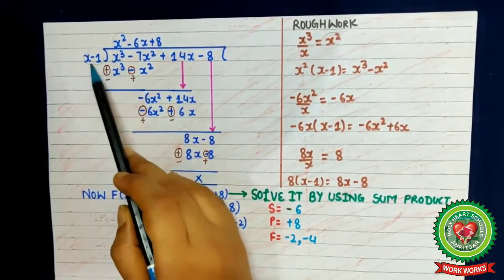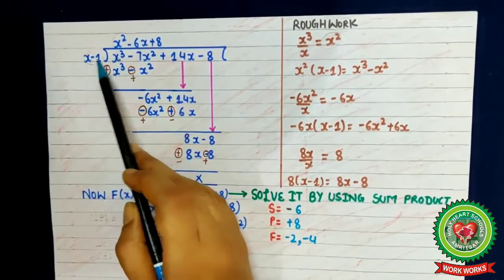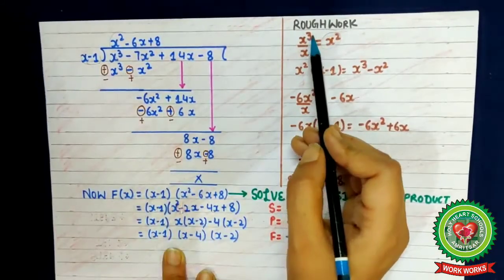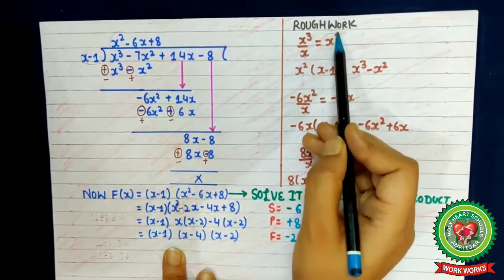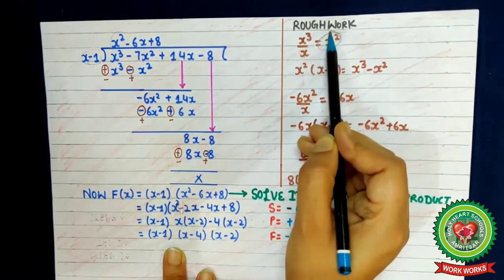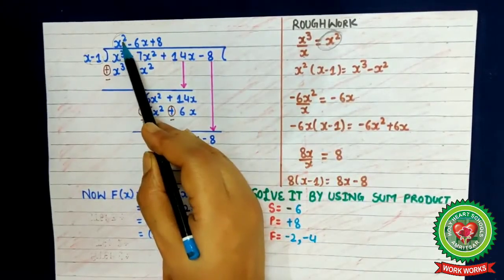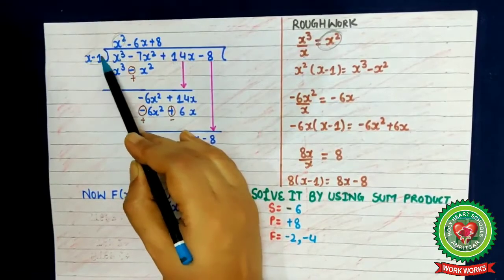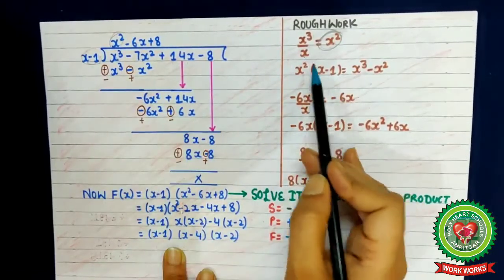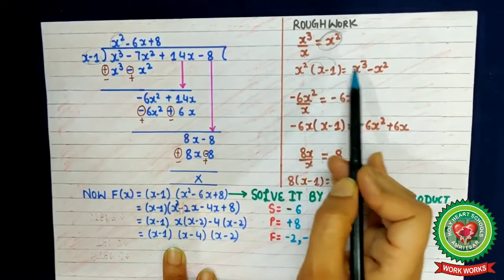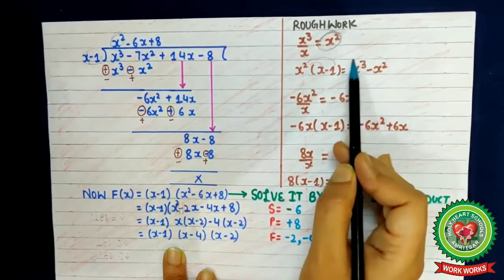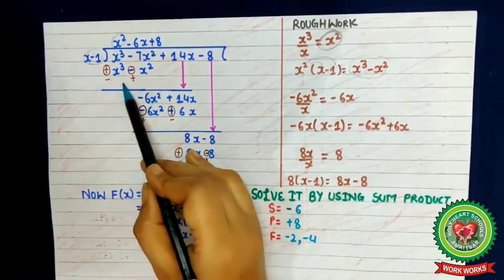What is step number 1? As I told you, the first terms will be divided. Here x cube will be divided by x, so I have got x square. This x square will become the quotient, so write it here. Now this x square will be multiplied with this x minus 1. After multiplying using the arrow method, we have got x cube minus x square, which we will write here.